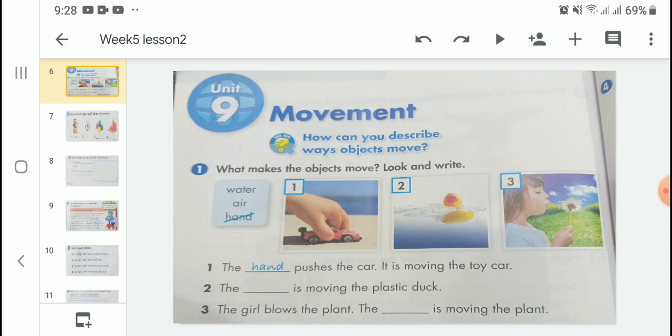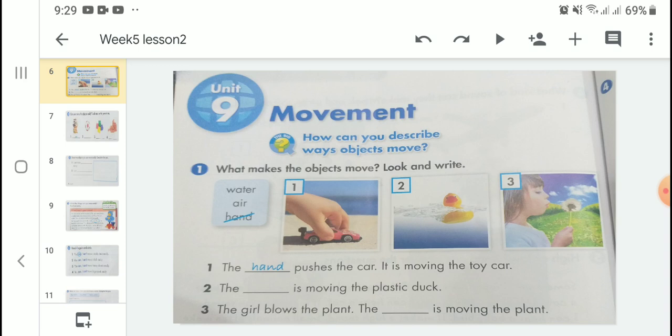First of all, you will write down day, classwork and date. Now look at question number 1. What makes the objects move? Look and write. A word bank is given. The words are water, air and hand. So you will complete the blanks with the help of pictures and the word bank. The first picture shows a moving car. The second picture is a moving duck in water. In the third picture, petals of flowers are moving.